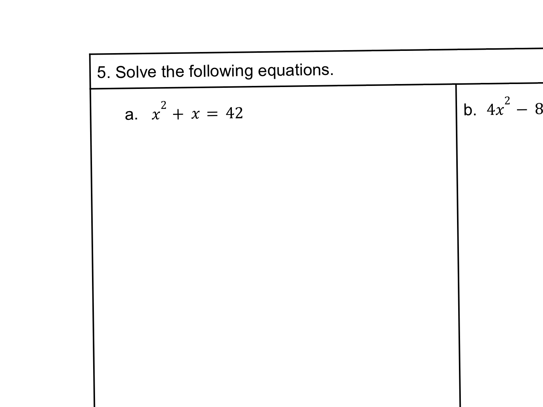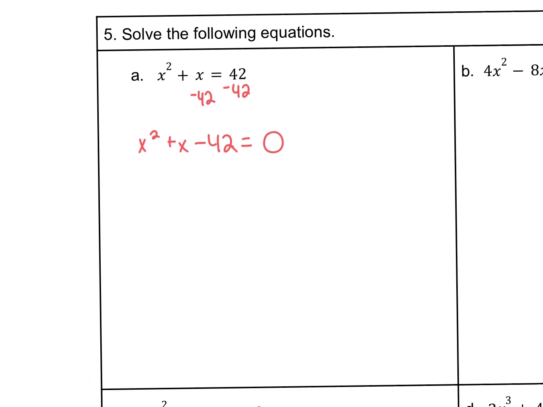So, looking at this first problem, I can obviously tell that everything is not on one side, so I need to move it. Okay, I'm going to move this 42 by just subtracting it. Then I put my exponents in descending order, add up any like terms that I have. I don't have any like terms here. Okay, and now we factor.